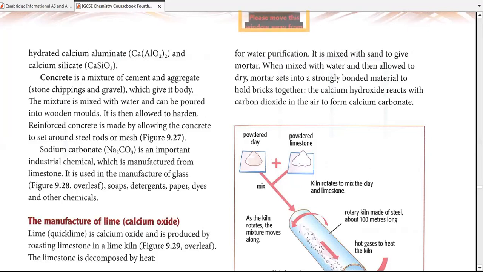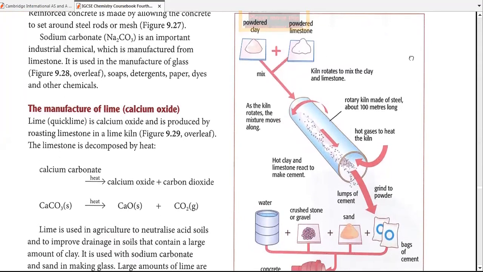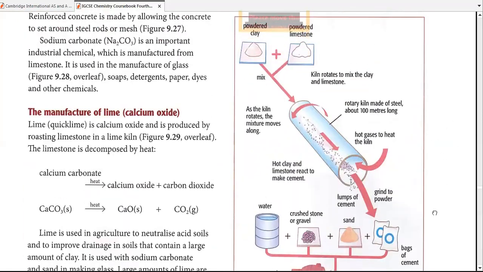Now, coming to the next step, we use cement to make concrete. Concrete is actually a mixture of cement and some aggregate material. That aggregate material may contain stone chippings, gravel, sand, or water. So there is an entire formula for that. Before we move on to this formula, we're going to understand the diagram given in the center of this page. The page number is 243.